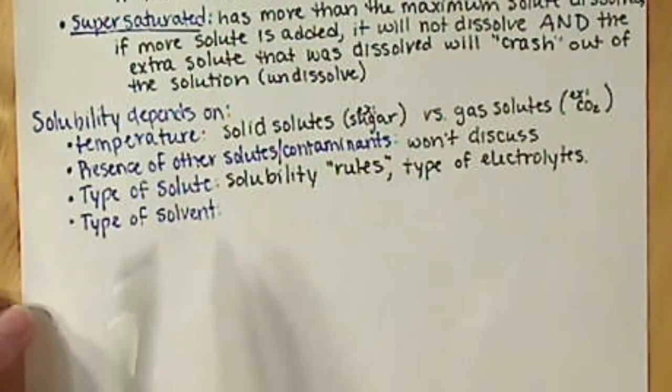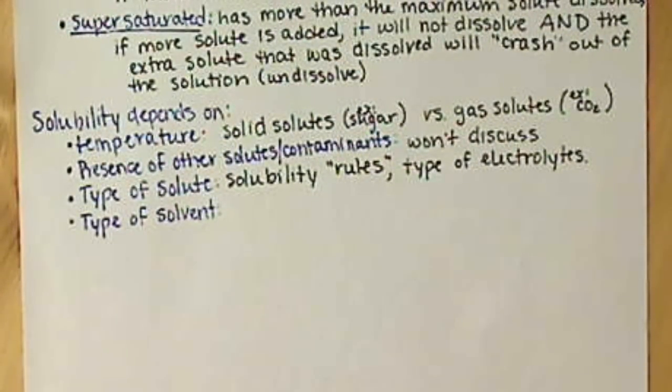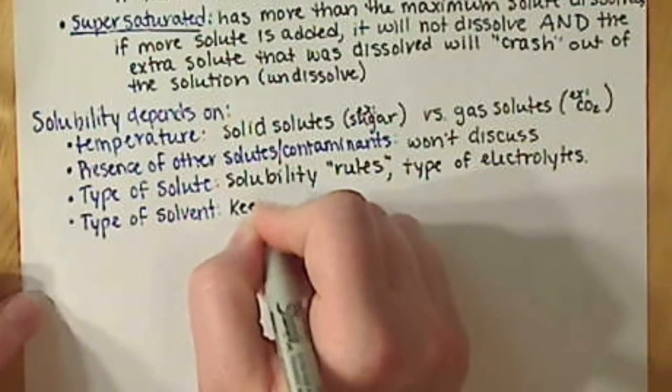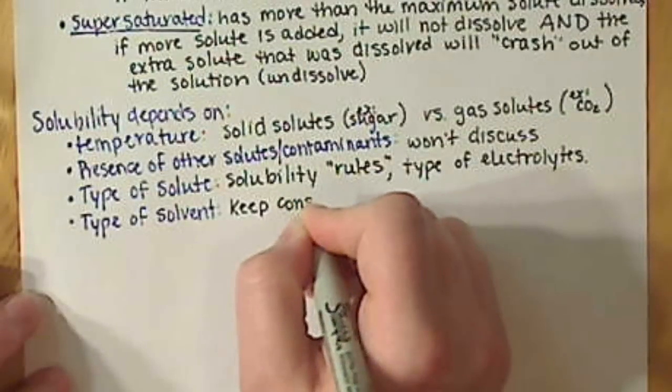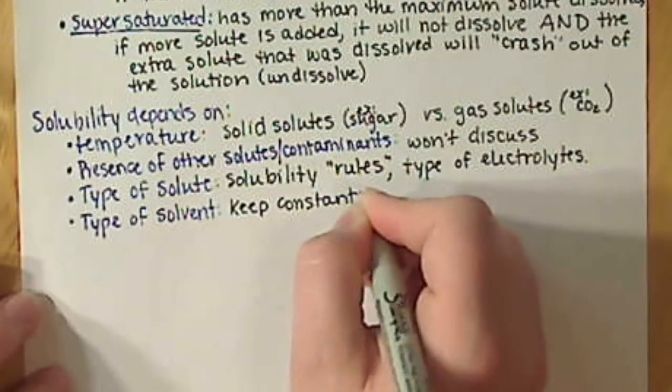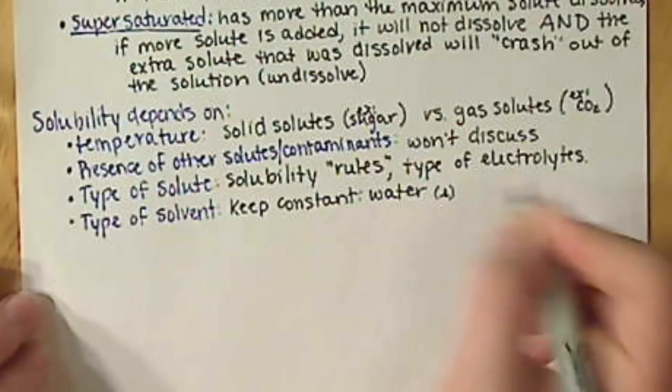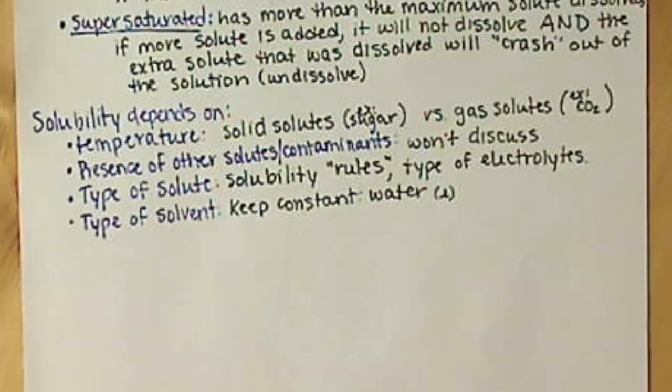Type of solvent, if we were to change the solvents, that's going to change our solubility. This we're going to keep constant for the most part. We're pretty much going to use water in its liquid phase. Sometimes we're going to look at other examples here and there, but for the majority of this section, we're going to be talking about water as our solvent.